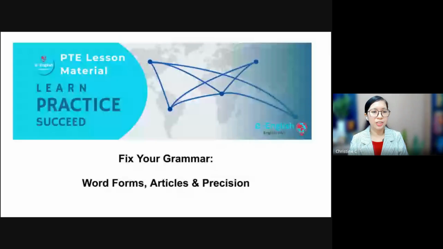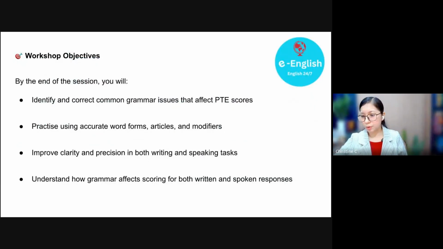So, our topic for today is Fix Your Grammar. We're going to look at three tasks today: word forms, using articles, and precision. Precision means using accurate words. And if you're writing an academic text, being able to include academic vocabulary, right?